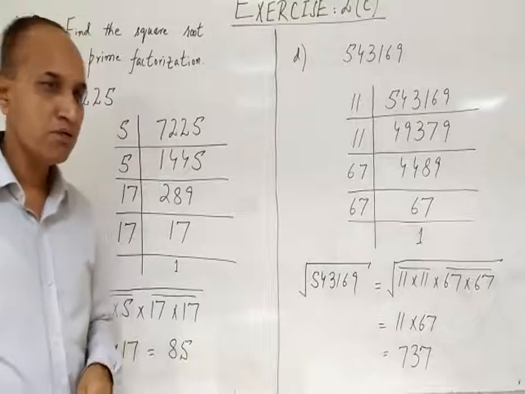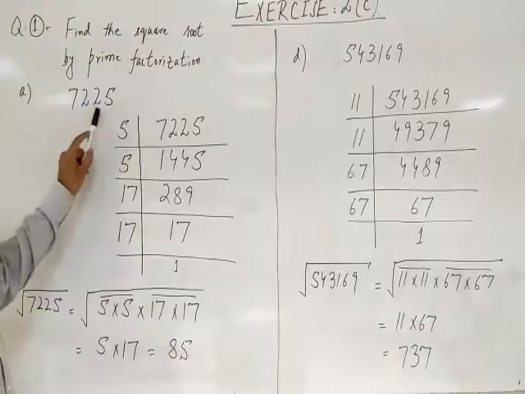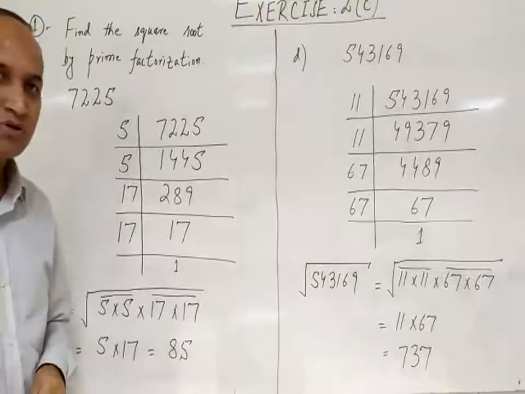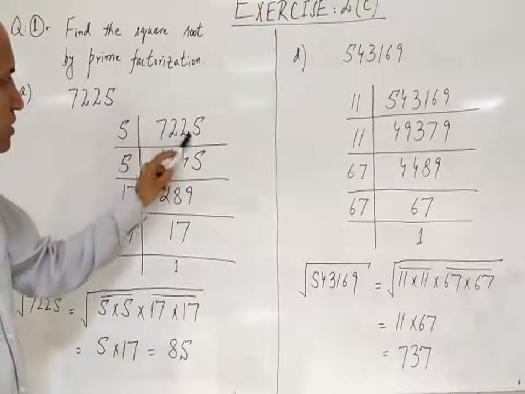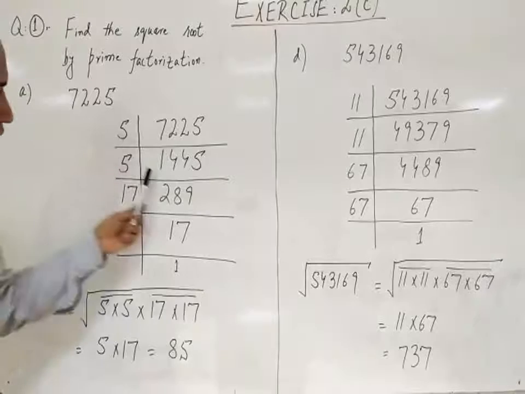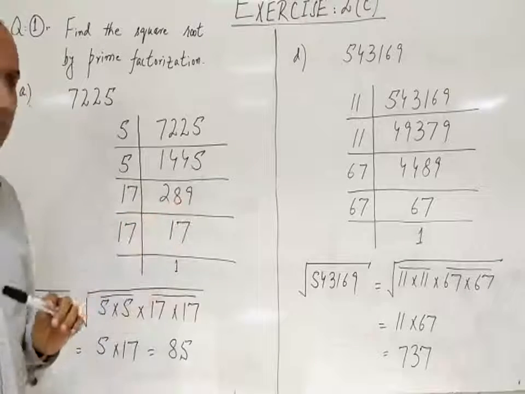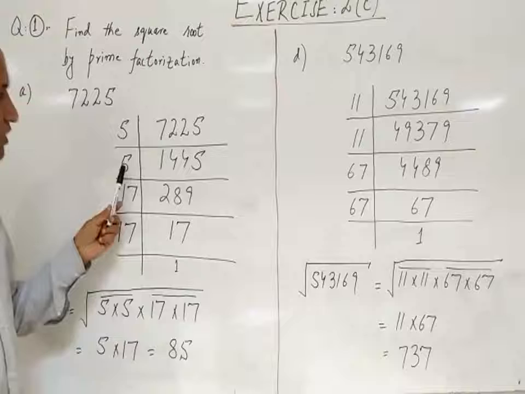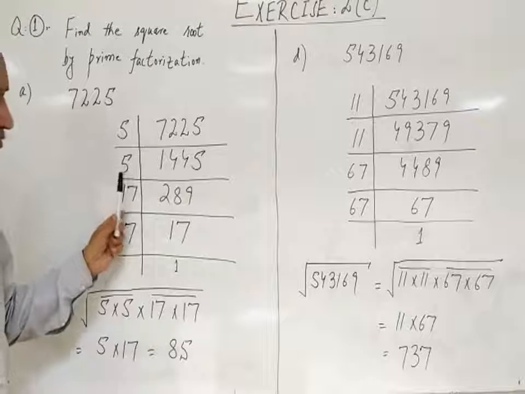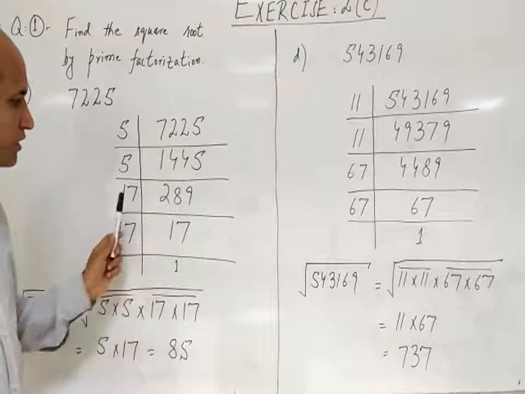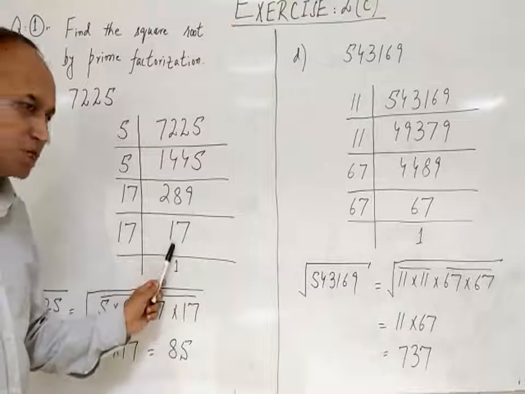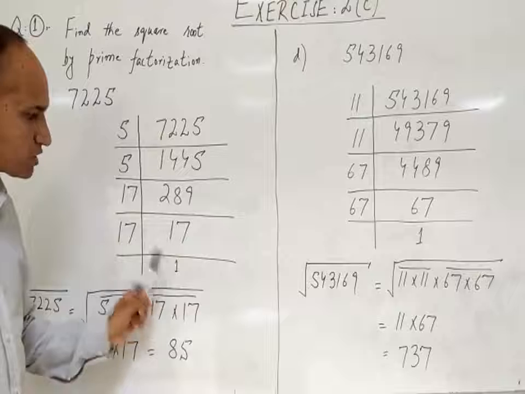So in part A, we are given a number 7225. We first factorize this number. First of all, we divide this number by 5. So we get 1445. Again, when we divide this number by 5, we get 289. And then 289 is divided by 17, we get 17, and 17 ones are 17.